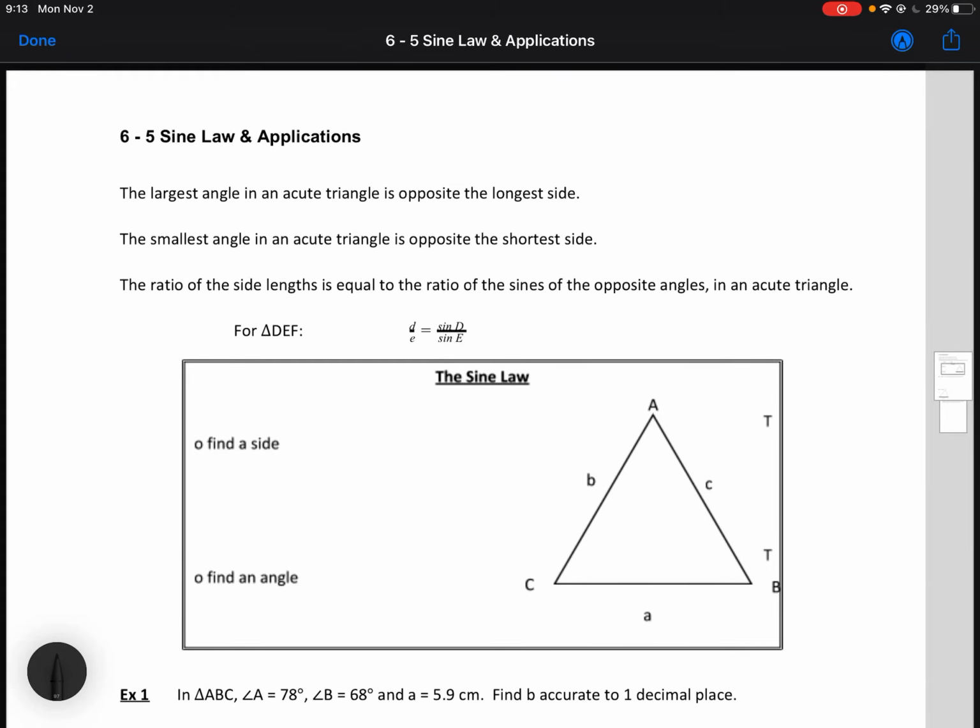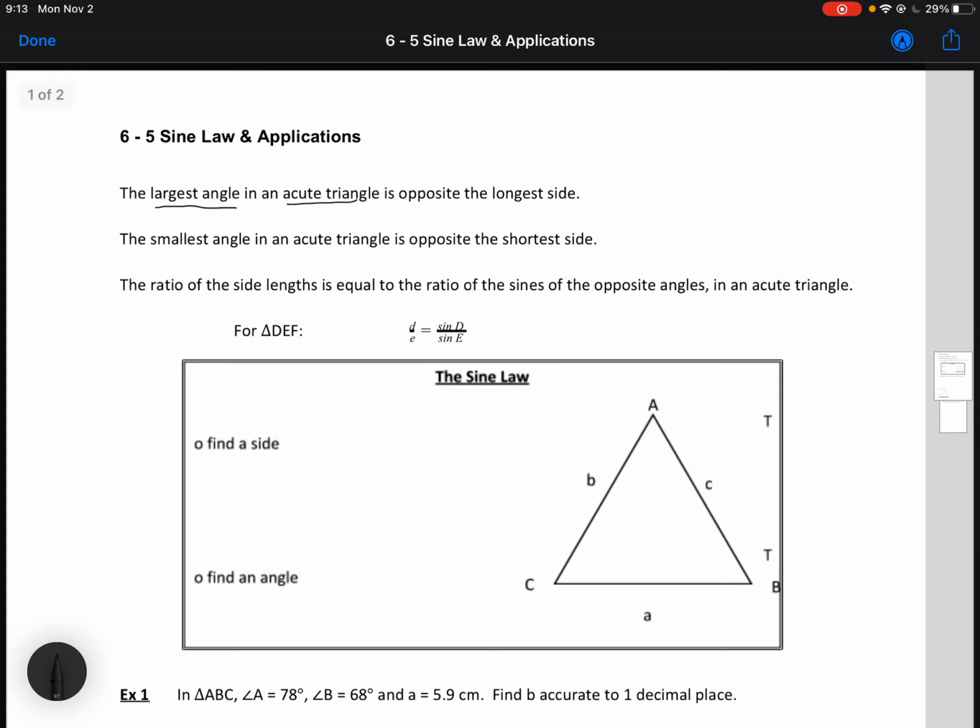So far, we've only looked at ways to solve right-angled triangles. This video gives one example for how you can solve a non-right-angled triangle. The law that we're going to look at first is the sine law and an application question.